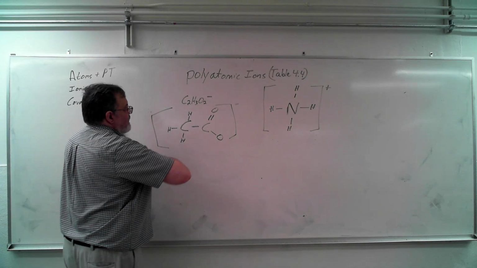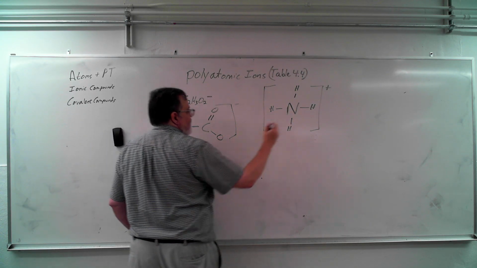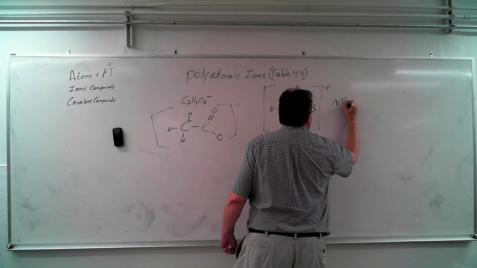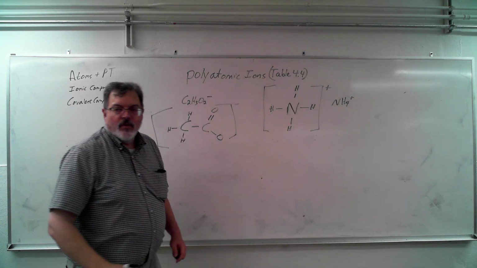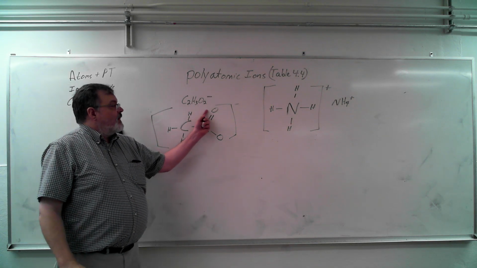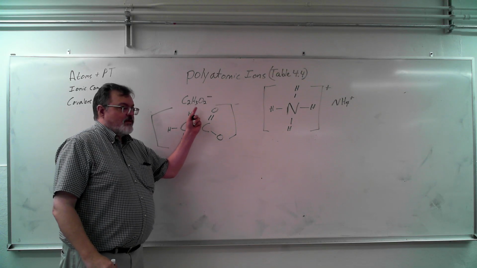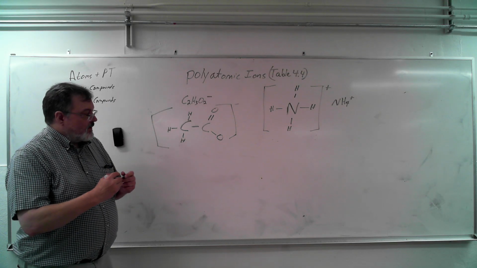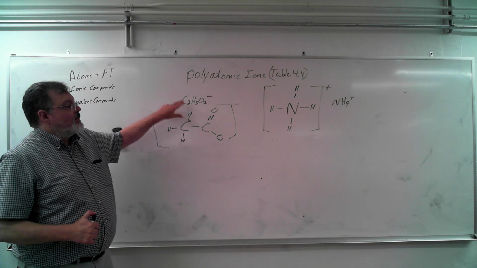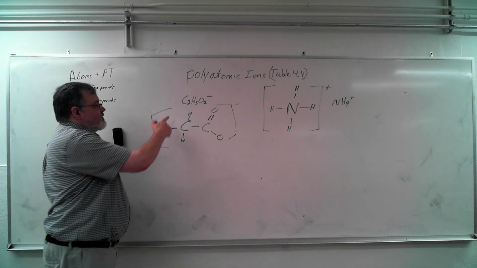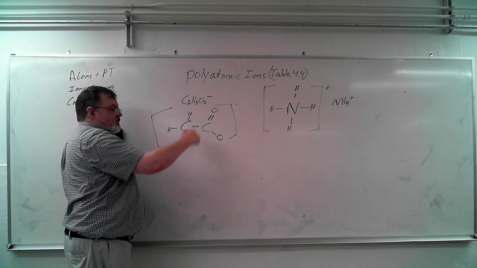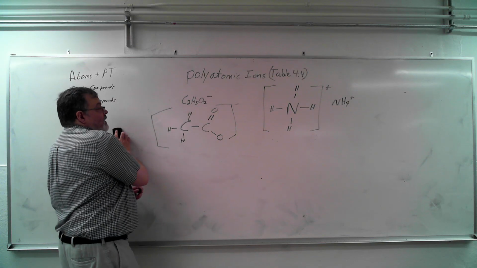This is called, this would say, the formula would look like that, NH4 with a plus on it. This formula has C2H3O2 with a negative on it. This is an actual diagram of this molecule. This is the formula for the molecule. Similar to the ionic formulas we were doing, but it's a molecular formula.